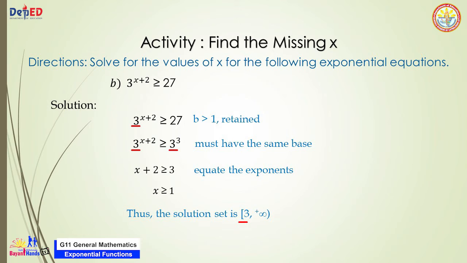We can rewrite 27 as 3 raised to 3 to make the bases equal. Equating the exponents will give you x is greater than or equal to 1. Therefore, the solution set is 1 to positive infinity. Take note, a bracket is used since 1 is included in the solution.